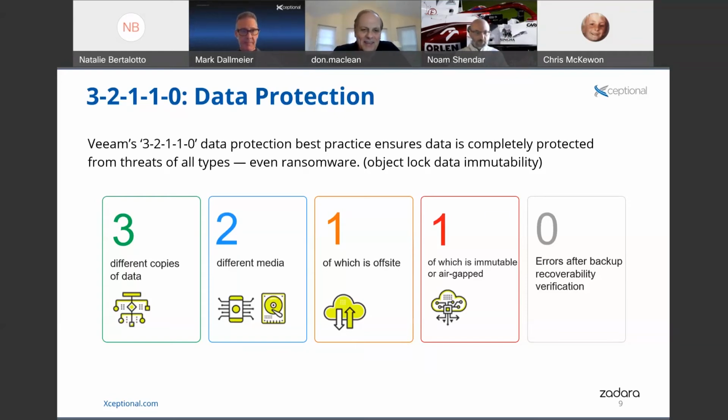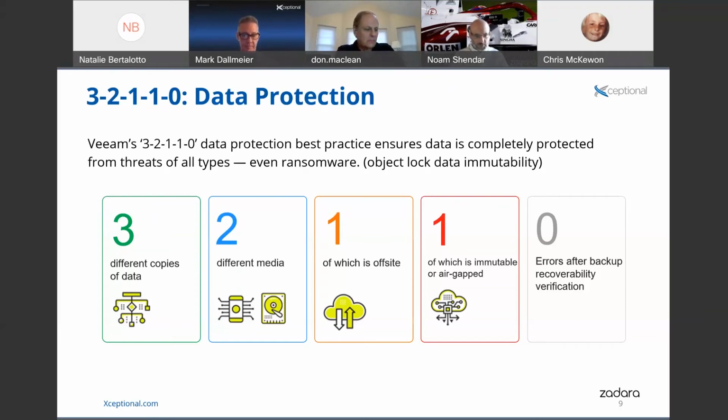The 3 is that you need 3 different copies of the data. If you want to have a zero trust model around your backups, you should follow this rule of thumb. And if you follow this rule of thumb, you're in very, very good shape to absorb and recover from almost any mishap that happens, whether it's accidental or malicious.